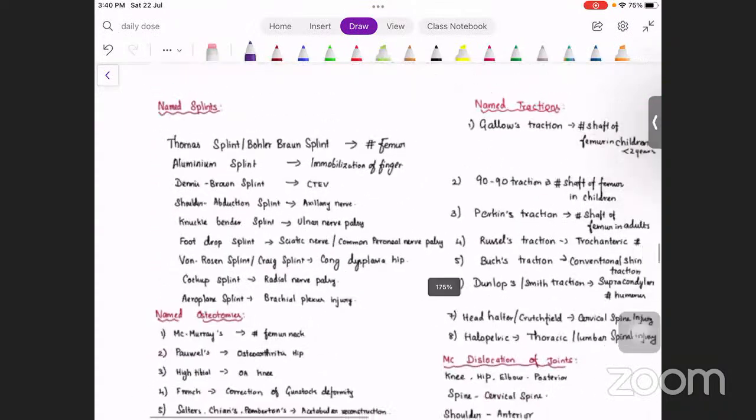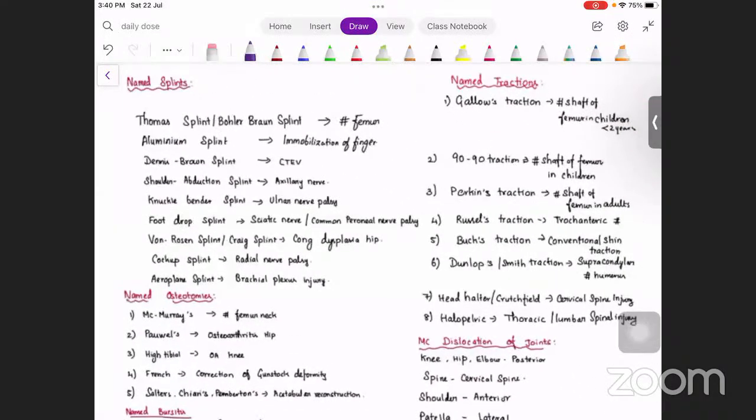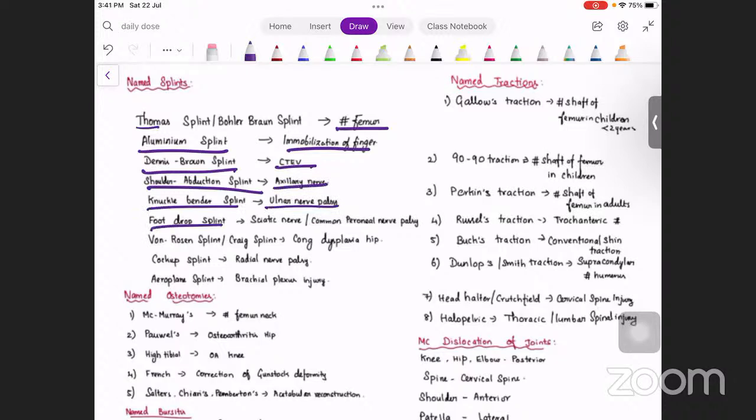So apart from that, you have named splints, named osteotomies, and named tractions. Pretty straight MCQ, definitely you may get one named thing. So Thomas splint, fracture of femur; aluminium splint, immobilization of finger; Denis Browne, CTEV; shoulder abduction, axillary nerve; knuckle bender, ulnar nerve palsy; foot drop splint, sciatic nerve or common peroneal nerve palsy; Von Rosen splint or Craig splint, congenital dysplasia of the hip; cock-up splint, radial nerve; aeroplane splint, brachial plexus.